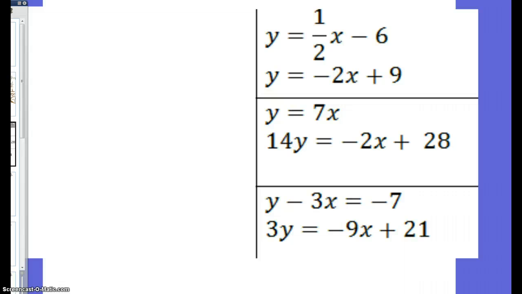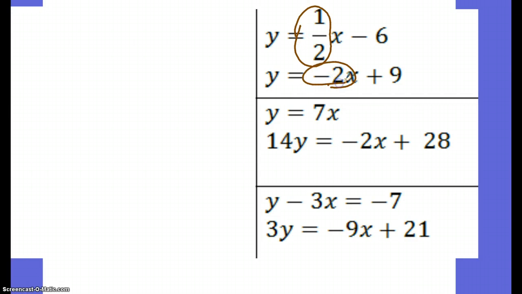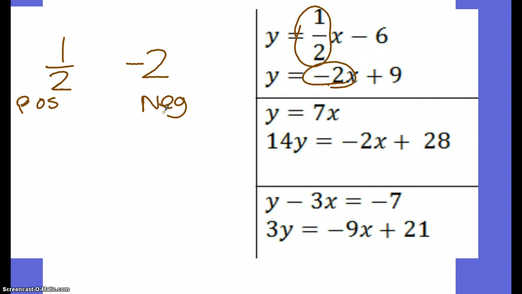Some more examples. So we've got a 1/2 and a negative 2. So if we're gonna compare 1/2 and negative 2, they're definitely not parallel because they're not the same number. And if you look at the signs, this one's positive, this one's negative. So that would be true for perpendicular. And are they reciprocals? Well, what number can you put under 2? A 1. So if you flip 1/2, you do get 2 over 1. These are perpendicular.